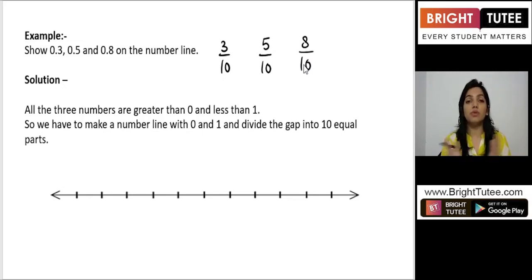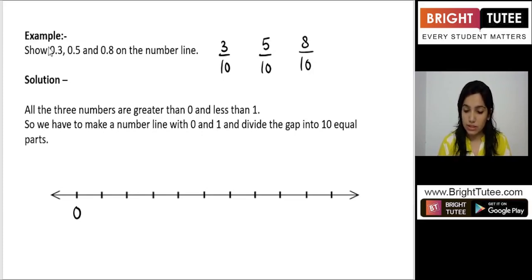And how are we supposed to select these numbers? Are we supposed to put these numbers between 0 and 1, or do we need to put them between 1 and 2? In order to answer this question, think whether 0.3 is bigger than 0 or less than 0. So it is bigger than 0, right? So here let's put a 0. Now all the numbers that you see, 0.3, 0.5, 0.8, are all less than 1. So they will lie between 0 and 1. I hope this makes sense.